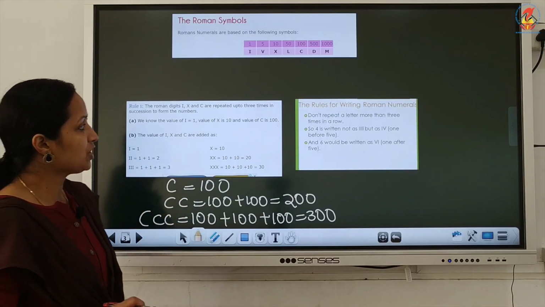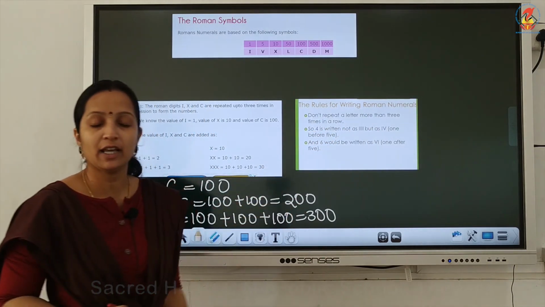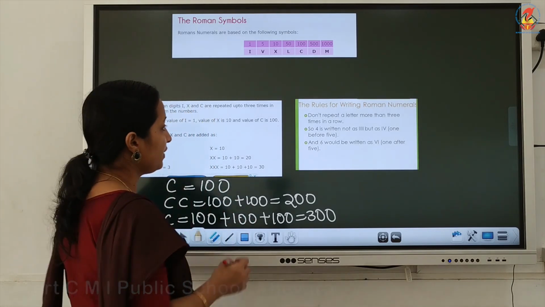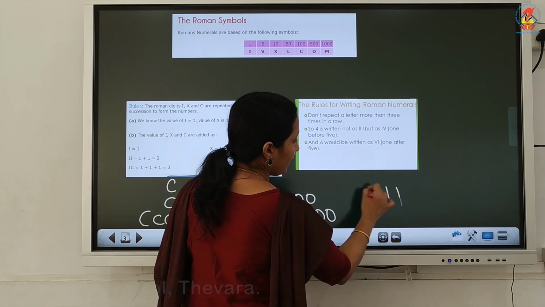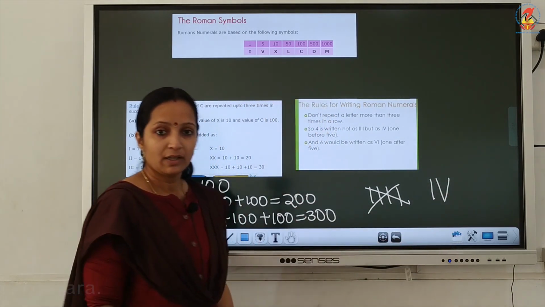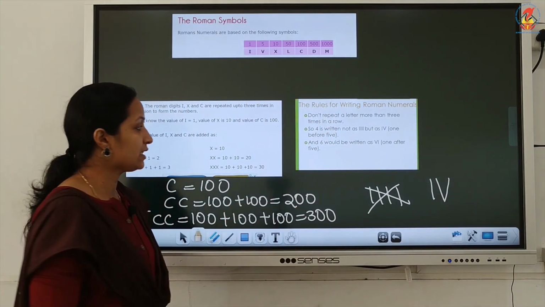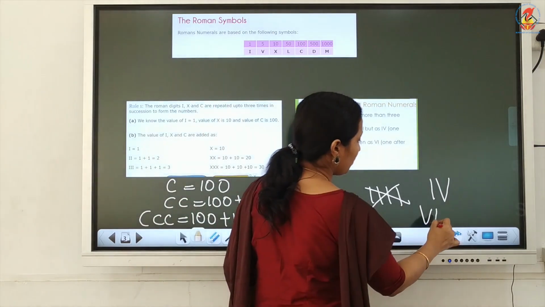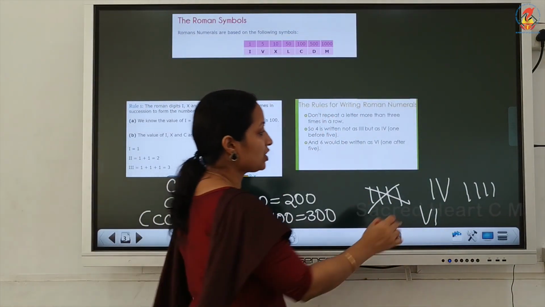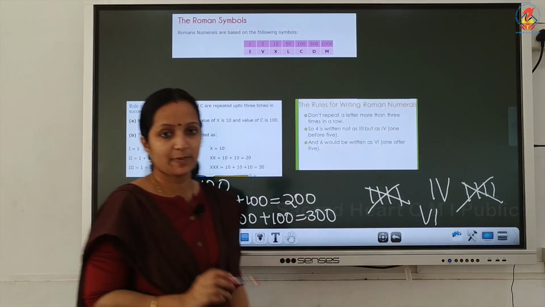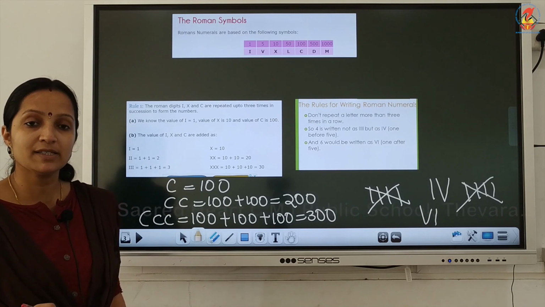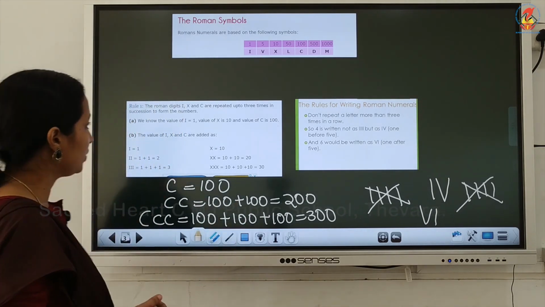Okay. And one more condition, don't repeat a letter more than 3 times in a row. We can repeat a symbol only a maximum of 3 times. That's why we are not writing 4 this way. This is wrong. We are writing 4 as what? IV, is it? Why we are writing IV, we will study later. And for 6 we are writing VI, not IIIIII like that. Only a maximum of 3 times can we repeat a same symbol. If a same symbol is repeating, that means you have to add it. I think the first rule is clear.